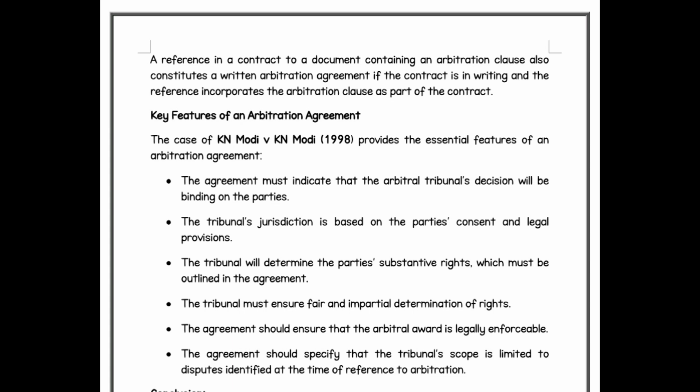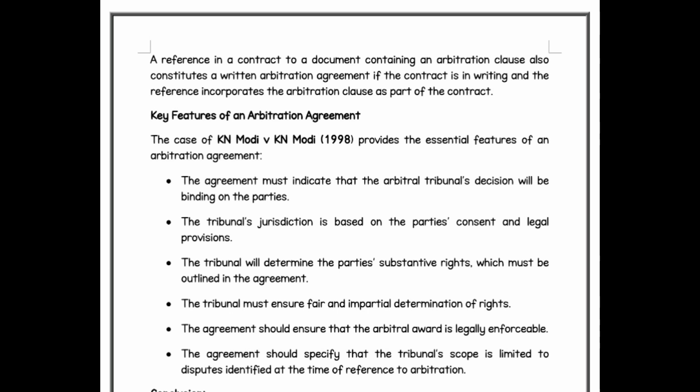Then, the tribunal will determine the parties' substantive rights, which must be outlined in the agreement. In the agreement itself, they have to outline what power the tribunal will have to determine the parties' substantive rights. Then the tribunal must ensure fair and impartial determination of rights. There should not be partiality or unfairness to the other parties. Then the agreement should ensure that the arbitral tribunal's award is legally enforceable, in the sense that it should not be opposed by public policy or morality, or by any other law for the time being in force.